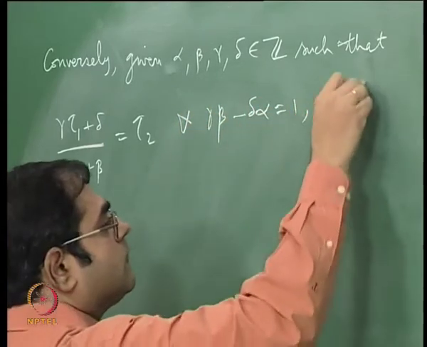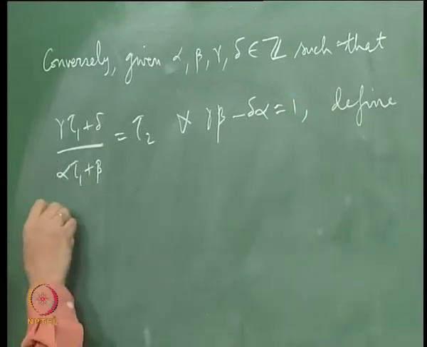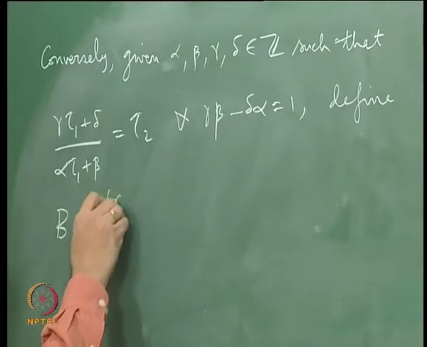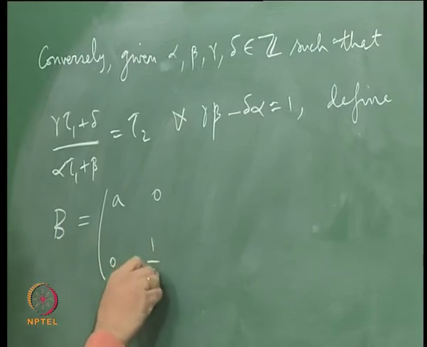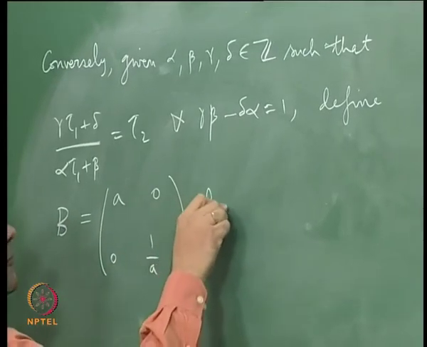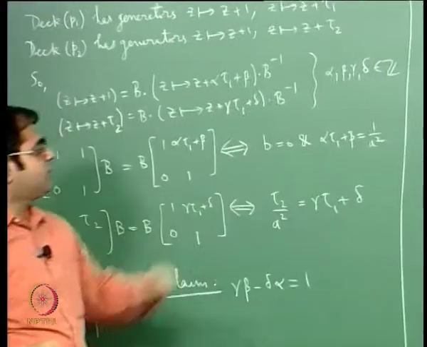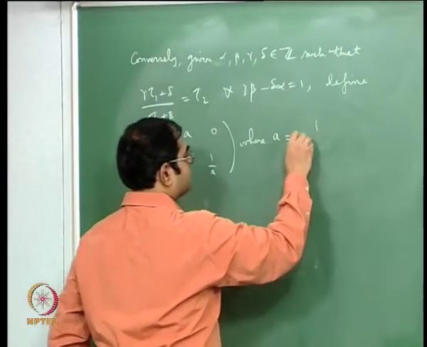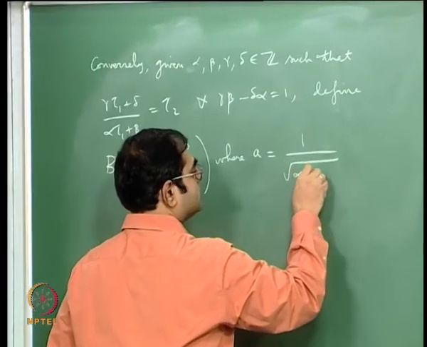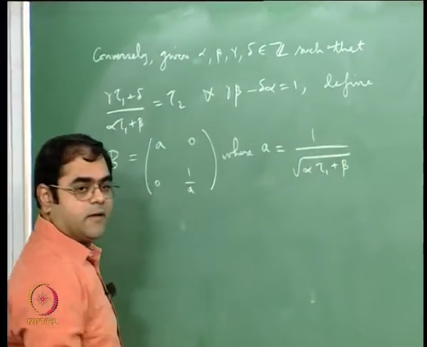Define B by B(z) equals 1 by root of (alpha tau 1 plus beta) times z, where A is just given by this formula, 1 by root of alpha tau 1 plus beta, okay.